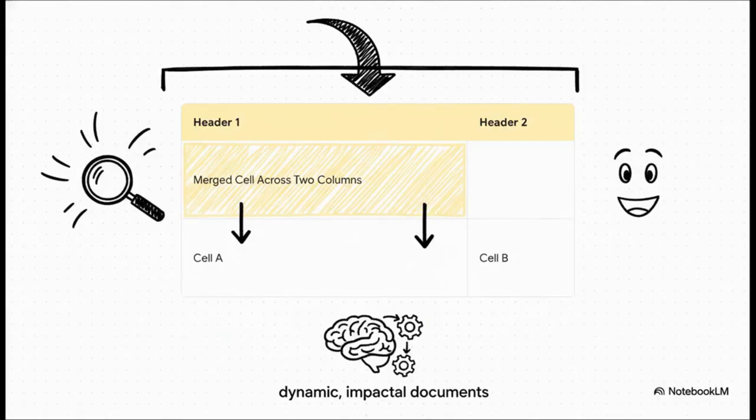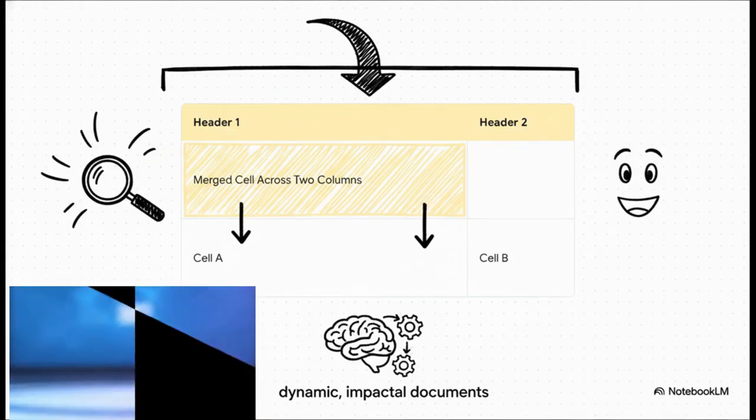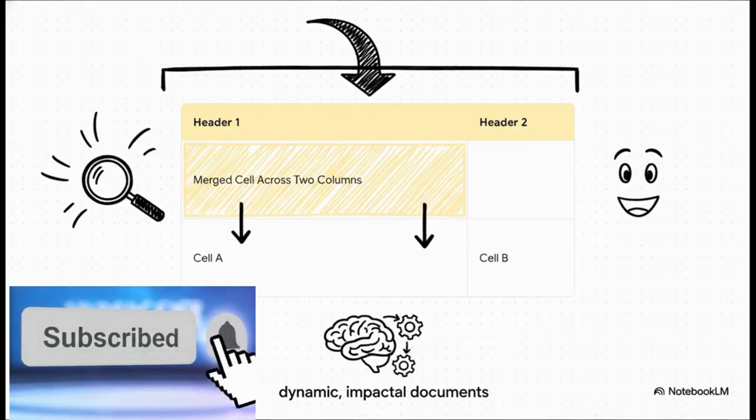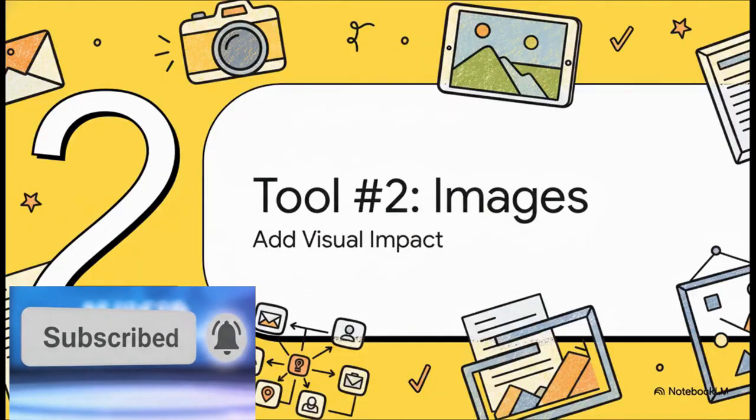So, check this out. See how that top cell stretches across both columns? Instead of having to repeat a title or mess with weird formatting, you just get one clean, unified header. It's such a simple little thing, but wow, it makes your data way easier to understand with just a quick look.